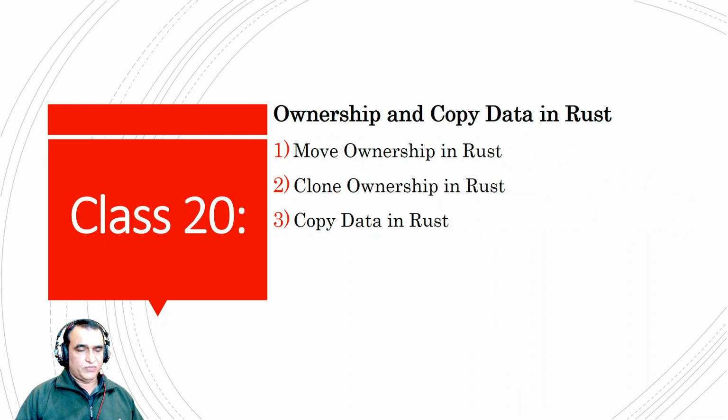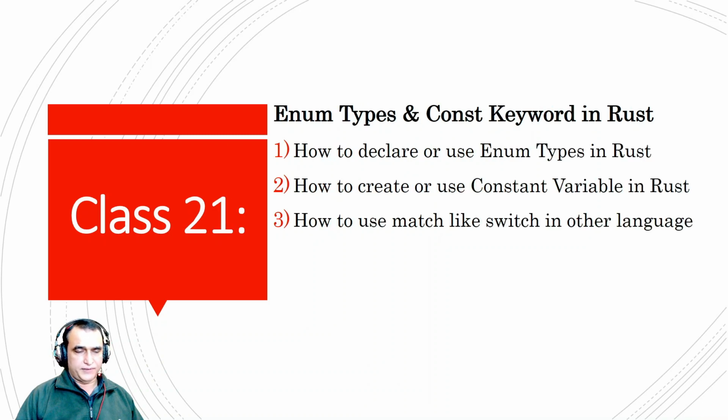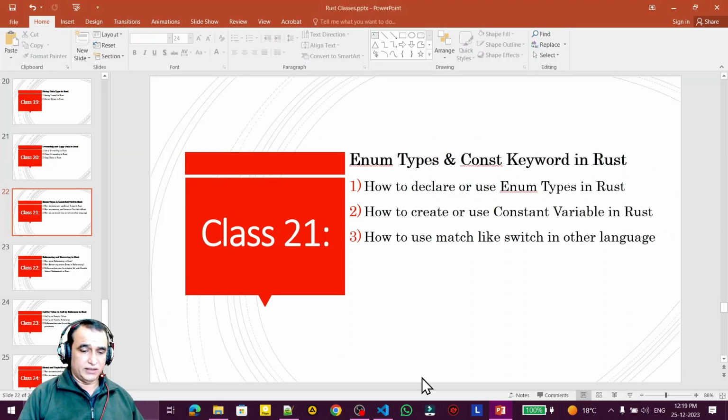In the last video, number 20, we understood the ownership mechanism, meaning the memory management mechanism in the Rust programming language, and what the difference is between move, clone and copy data. Now we have to understand a special data type called the enum type, and how to create a const variable by using the const keyword in Rust. These are basic concepts of any programming language, but they are important because we always ignore learning enum. Enum is a very special data type, and we will see how to use it and how to use match. Match is like a switch in other programming languages. We are going to understand how to use all these things in Rust in this class.